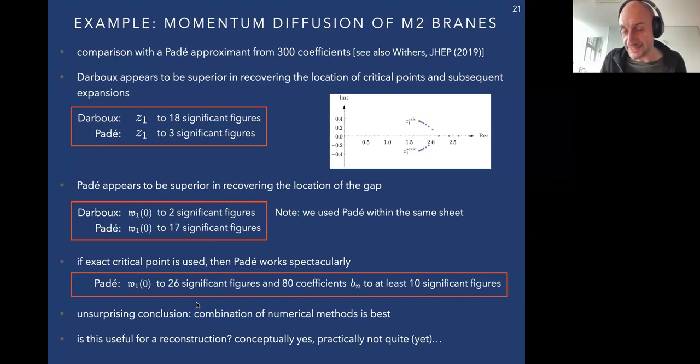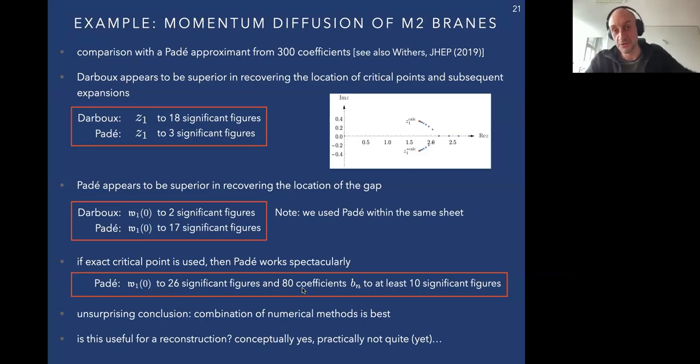Now, what I find really interesting is, let's say you actually do know for some reason where the critical point is. Let's say you have some independent way of finding out where the critical point is, then actually Padé is absolutely amazing. If you use our example with the coefficients that we have, and someone gives you Z1, and then you use it, then this omega 1 of 0, the gap, can be computed to 26 significant figures, which is amazing. And what we're able to get is 80 coefficients as opposed to 12. Okay, so I think it's an interesting situation.